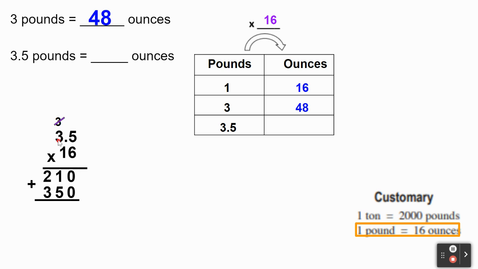Now let's add these two products together. 0 plus 0 is 0. 1 plus 5 is 6. And 2 plus 3 is 5. Here we have the tenths place times the ones, which gets us tenths, so that 0 needs to be in the tenths place. We can place the decimal here between the 6 and the 0, so the 0 is in the tenths place. So our answer is going to be 56. So if we have 3 and 5/10 pounds, that's the same as having 56 ounces.